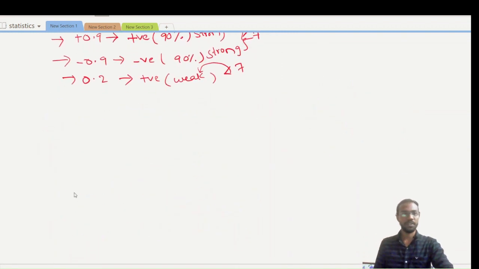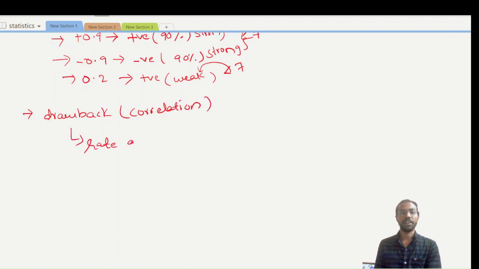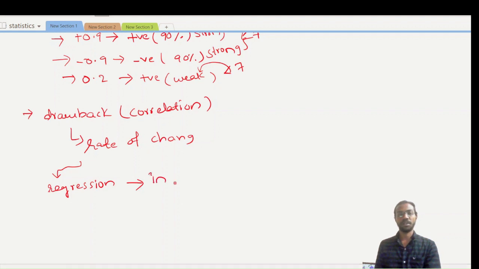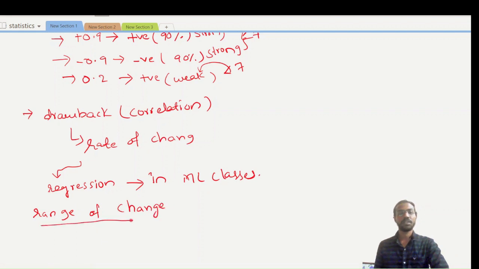Now correlation has a drawback, and that drawback is known as the rate of change. This rate of change, we cover in the topic of regression when we deal with it in ML classes, machine learning classes. For now, I want to give an example to understand the concept of rate of change.